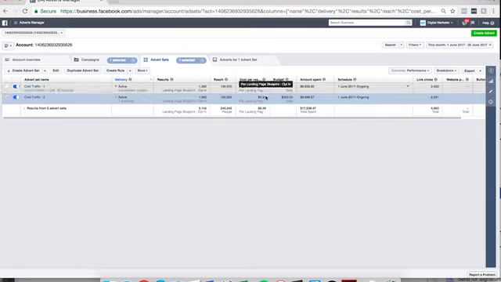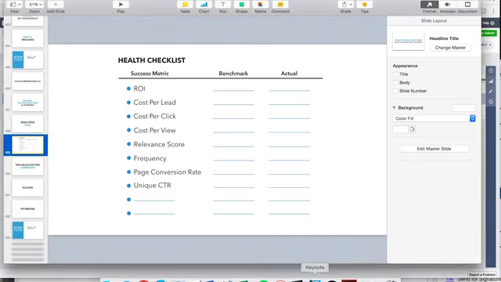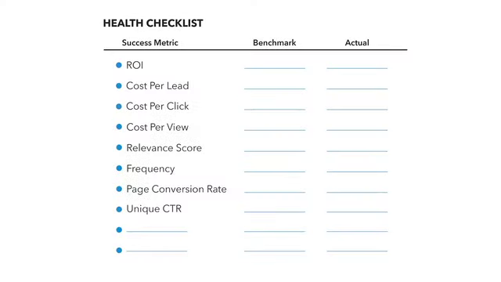I can see our cost per lead. You can see our budget. I just set up 2 ad sets here for simplicity. But I'm going to use this campaign to show you where to pull these metrics. You'll also notice that we have benchmark and actual. So right off the bat, you might not know, for example, what your cost per lead needs to be for you to run a successful campaign.